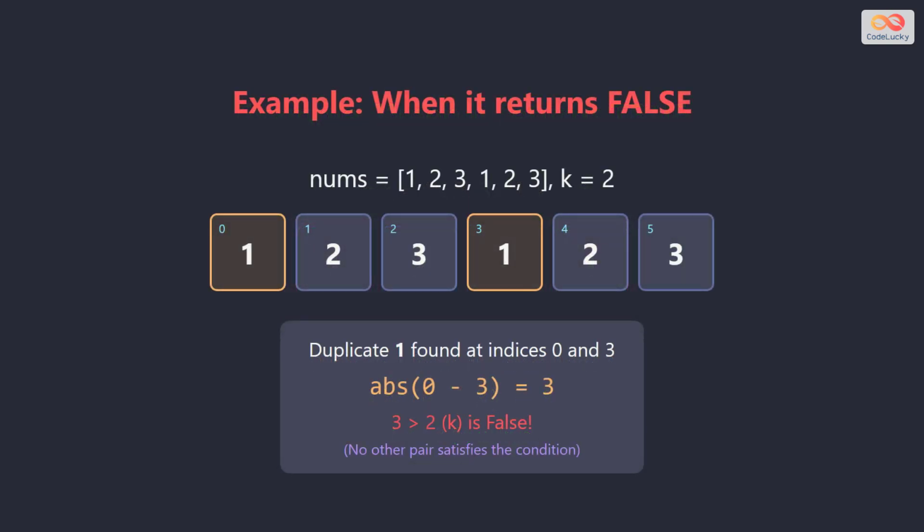Now look at a negative example. The array is 1, 2, 3, 1, 2, 3, but k is only 2. The number 1 appears at index 0 and index 3. The distance is 3. However, 3 is greater than our limit k, which is 2. No other pair satisfies the condition, so we return false.